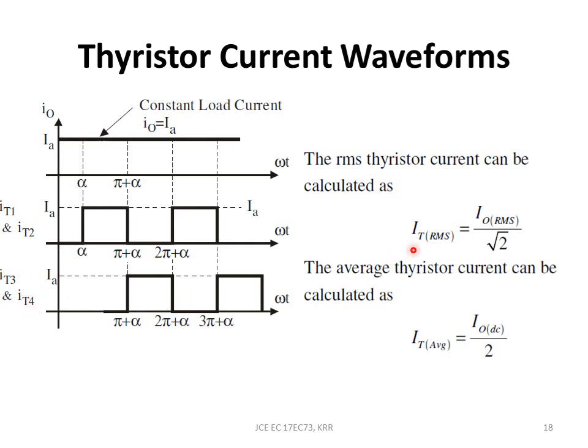So in general, how much does each thyristor conduct? That value is evaluated by I naught RMS by root 2. And the average value, that is the DC value conducted by the thyristor, because we have both an AC component as well as a DC component, as it's like a rectifier. So it will carry both the DC current as well as the AC current. So the AC current, that is IT RMS, is I naught RMS by 2, and the average current IT average is I naught DC by 2.